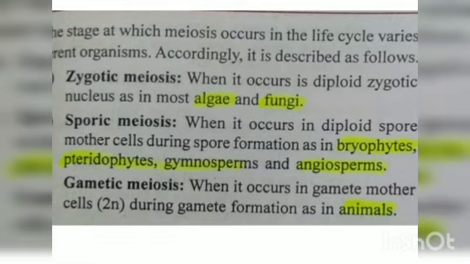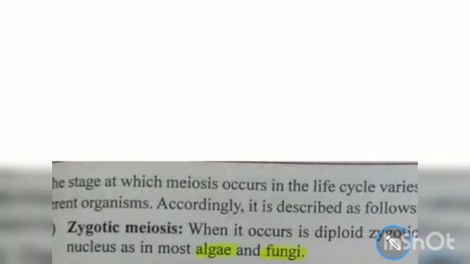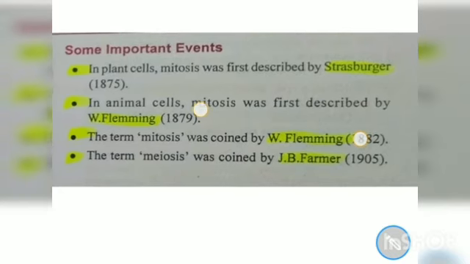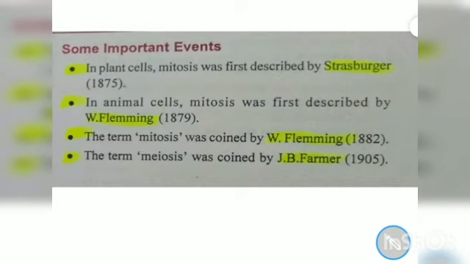Then some important events you should remember from the entrance point of view. In plant cells, mitosis was first described by Strasburger in 1875. In animal cells, mitosis was first described by W. Fleming in 1879. Then the term mitosis was coined by W. Fleming in 1882. The term meiosis was coined by J.B. Farmer in 1905.